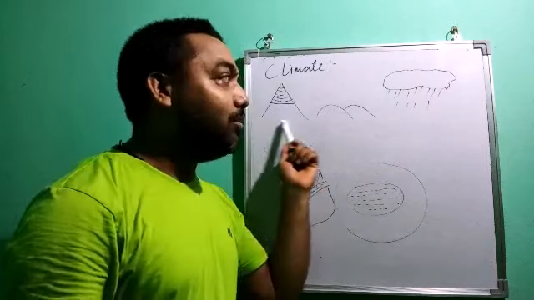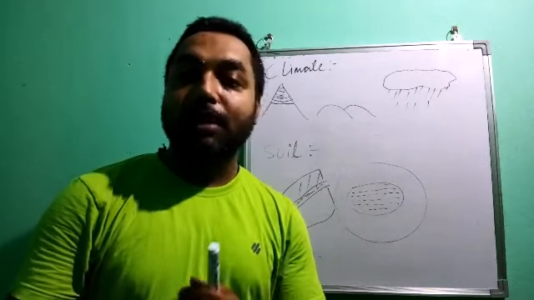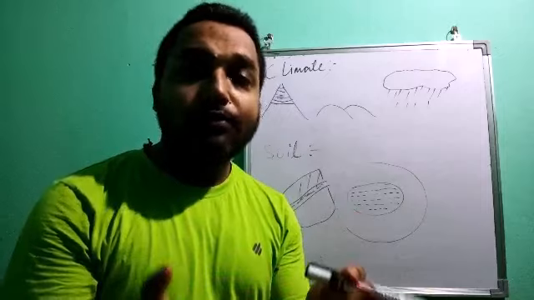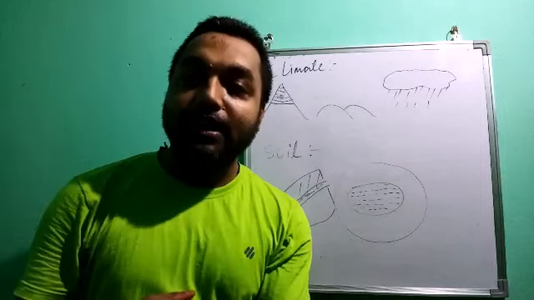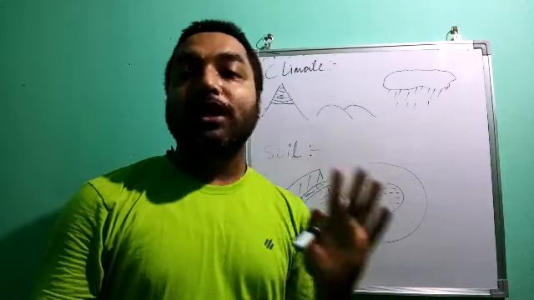In all these places where there is an extreme type of climate, these are called extreme types of climate. Either it is very hot or very cold, or extremely rainy or with no rain. So in this type of climate people don't like to live.